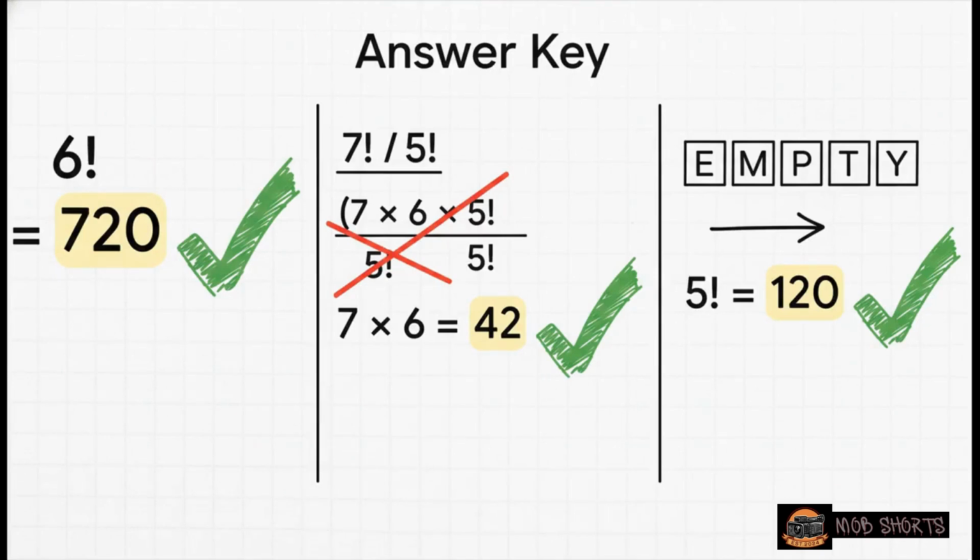Right, let's check those answers. For number 1, 6 factorial is 720. For number 2, you should have expanded 7 factorial to 7 times 6 times 5 factorial, cancelled the 5 factorials, and you're left with 7 times 6, which is 42. And for number 3, the word empty has 5 distinct letters, so the number of arrangements is 5 factorial, which is 120. Well done if you got all those right.